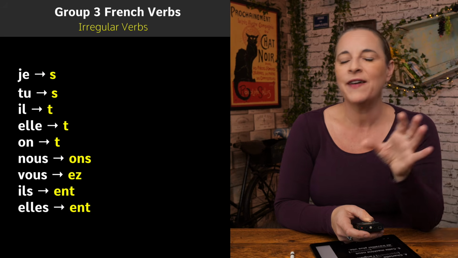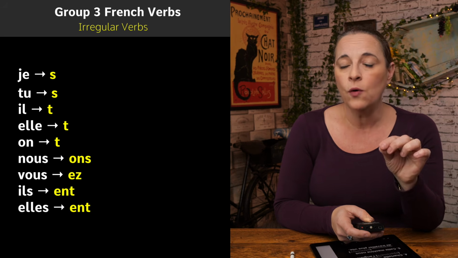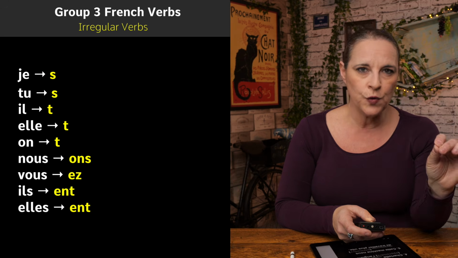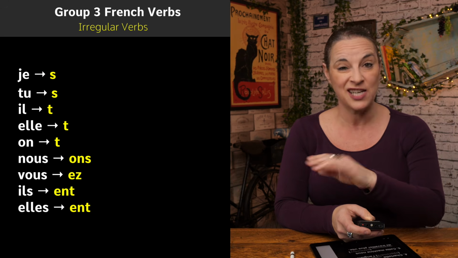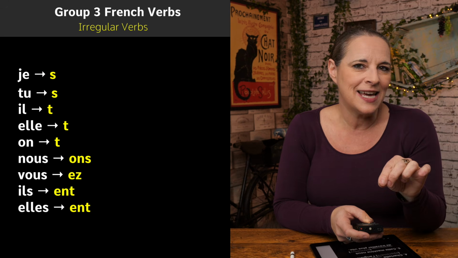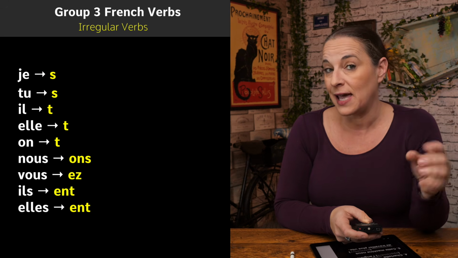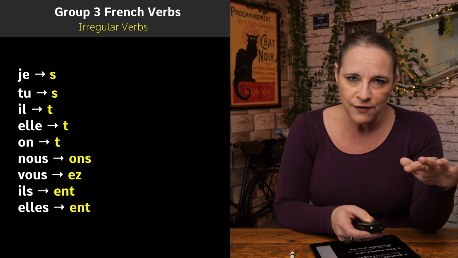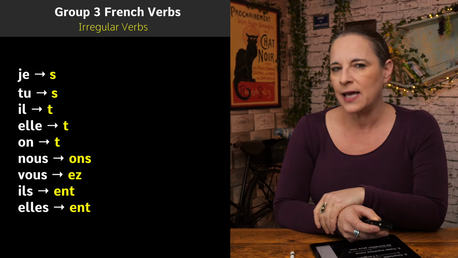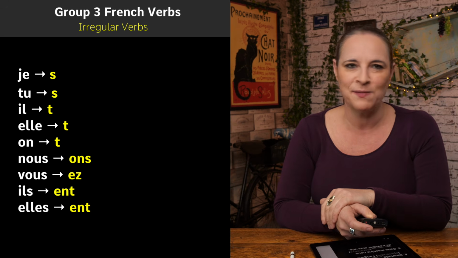For je, you have S. For tu, you have S. For il, elle, or on, you have T. For nous, you have ONS, which is actually always the same ending for nous. For vous, it's EZ. Again, same ending except for verbs such as être, where it doesn't end with EZ, but most other verbs do. And for ils and elles, ENT. And again, it's definitely always the same ending.